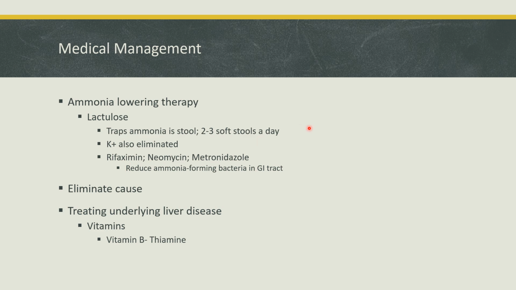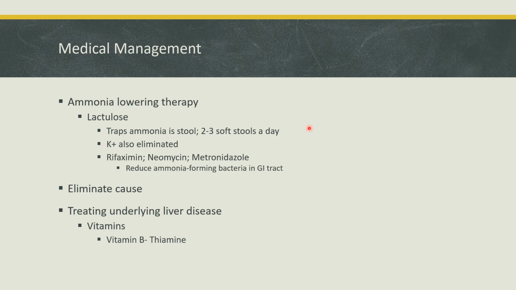So treating hyperammonemia, we can give some medication, we can give lactulose. Lactulose is going to work in the GI system, so it's going to trap ammonia in the stool. Our goal is like 2 to 3 soft stools a day with lactulose. Most of the time this is going to be diarrhea, okay? We want to be careful with lactulose because it's also going to excrete our potassium.